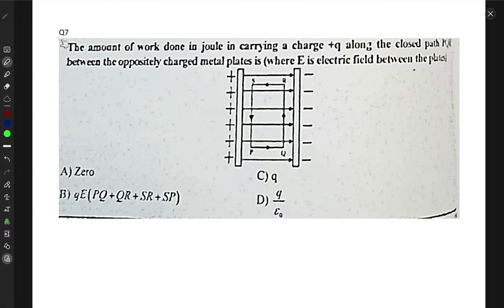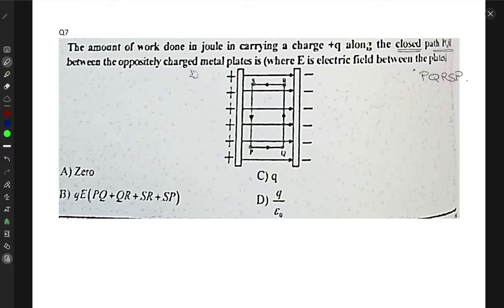Alright, so now let's move on to question 7. They're asking you the amount of work done in joules in carrying a charge Q along a closed path PQRS. So this path is closed. This is a keyword over here, right? So you can see that the path is closed as in this figure. This starts from P, goes to Q, then goes to R, and then goes to S, and then goes back to P. So the path is P, Q, R, S, P.